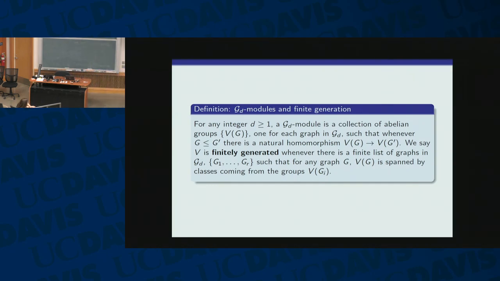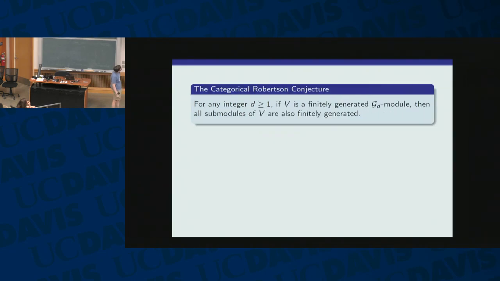OK. All right. So this is what I mean when I say a GD module. All right. So this is now the categorical Robertson conjecture. Now this one is still a conjecture, for real. Except for d equals 1, we proved it. But for all higher d's, this is still a conjecture. And it states the following.